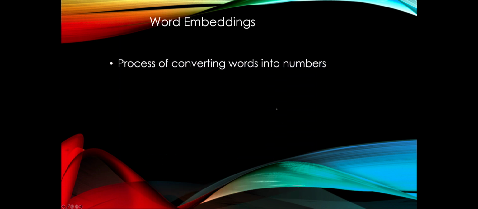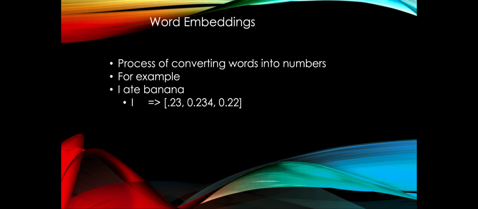Word embedding is nothing but a process of converting words into numbers. For example, let's say we have a sentence called "I ate banana." Here each word is basically converted into an array of numbers.